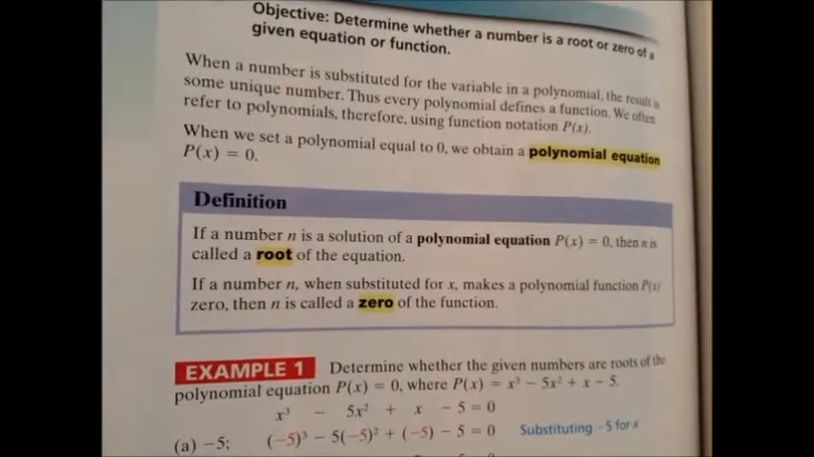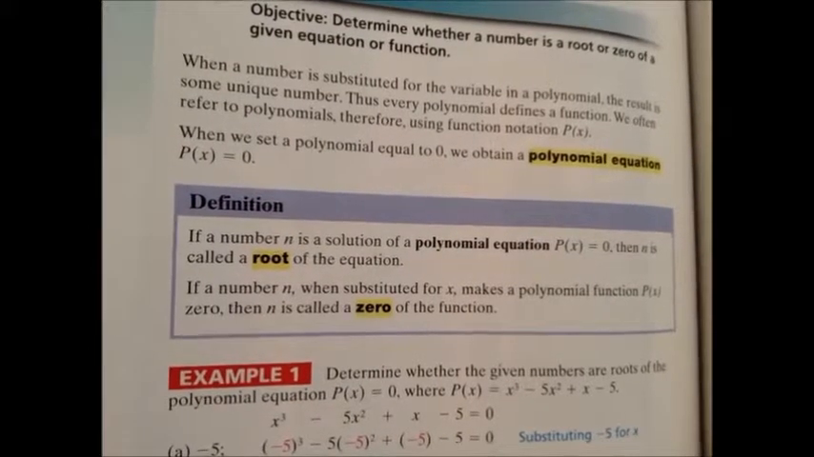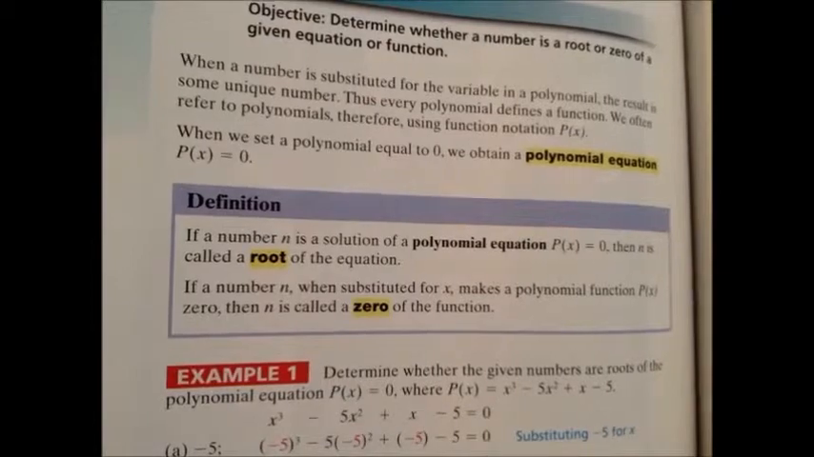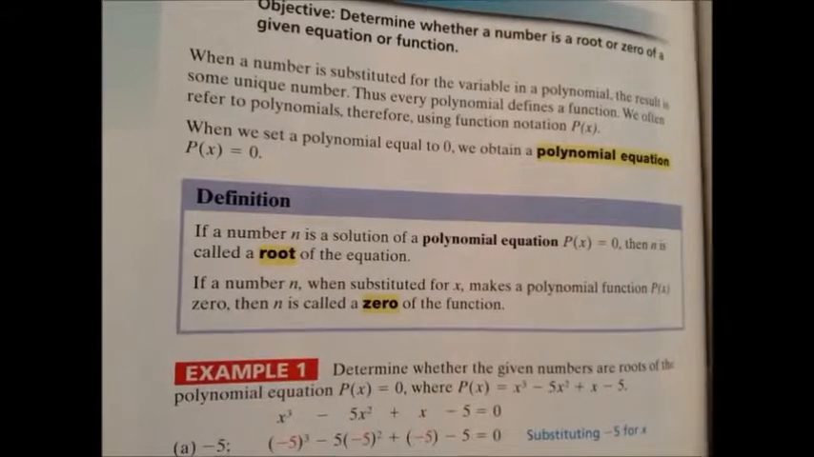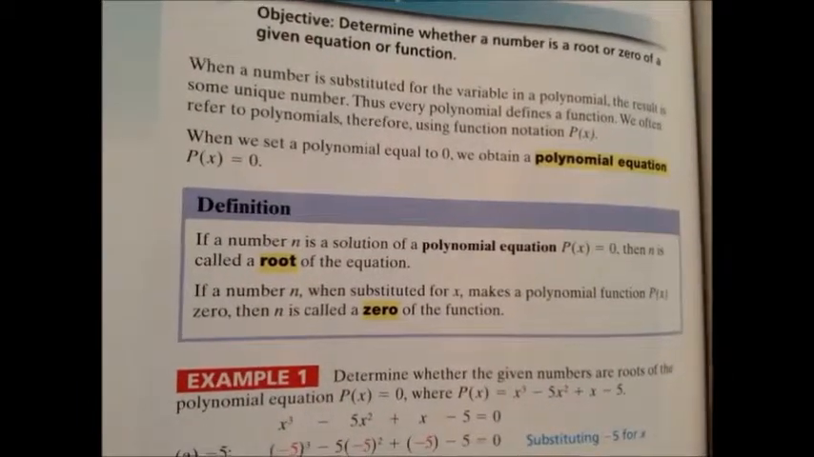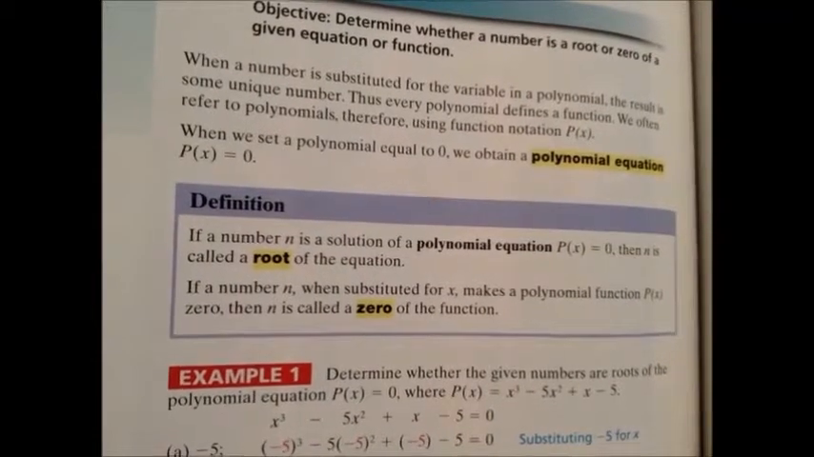There are some subtle differences, but really what it's saying is that a root and a zero are the same thing. If you plug in n for x, or if you solve an equation and you find the values of x when p of x is equal to 0, then that value they're calling n is a root or a zero. So now we've talked about the definitions of a root and a zero, and know that basically they're the same thing. If I ask you for the root of a polynomial or the zero of a polynomial, I'm asking you: when p of x equals 0, what are the values of x?